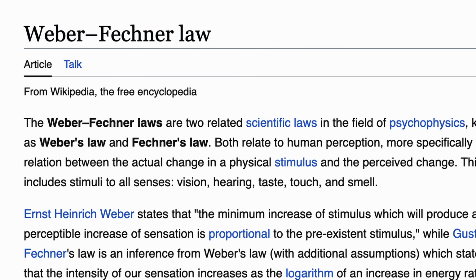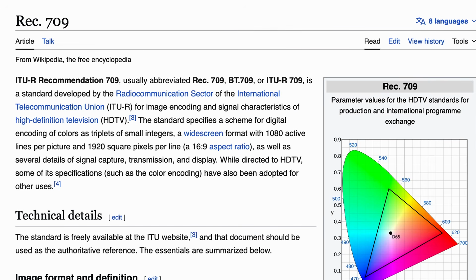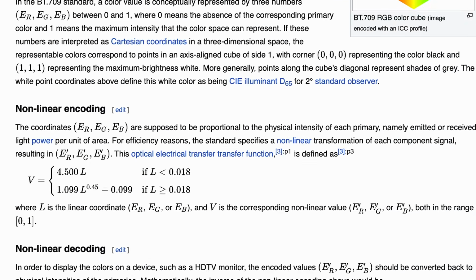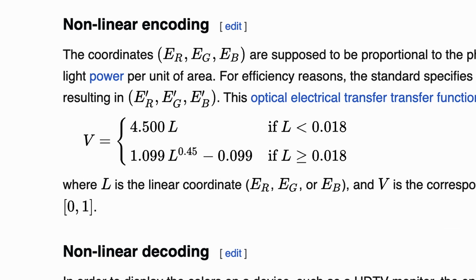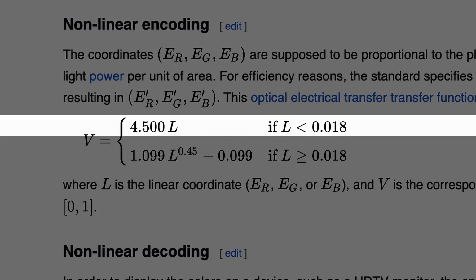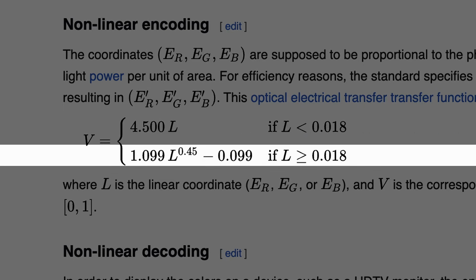The relationship between perceived brightness and actual brightness is not linear. If you double the physical amount of light in a room, it won't feel twice as bright to your eyes. To handle this, in addition to the color primaries and white point, color spaces must also specify a transfer function. A typical transfer function is defined in two pieces, one linear piece for colors near pure black, and one exponential piece for all other colors up to pure white.